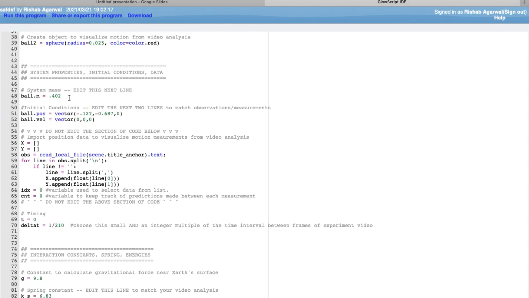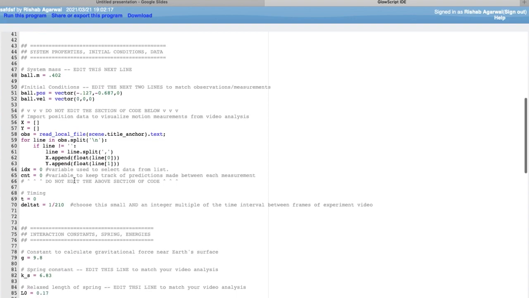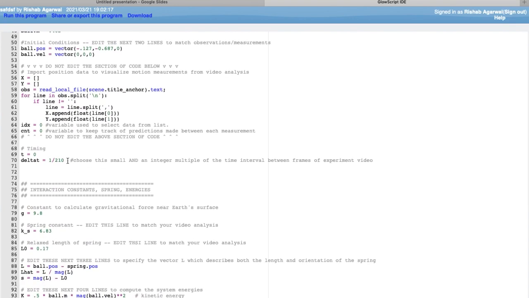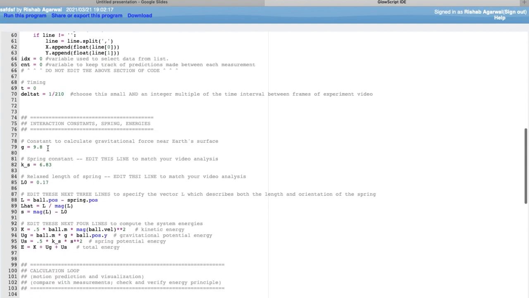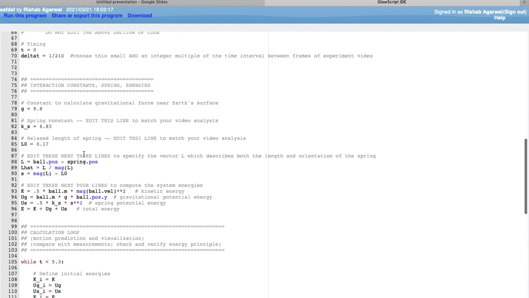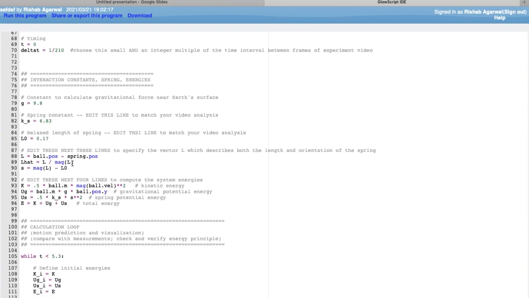First, we had to set the ball's mass as the 0.402 kilograms given in the edX videos. The initial position was given by our data in Tracker, as well as the ball starting from rest. Our time started at 0 using a delta t constant that we chose in our data. The force of gravity is given as 9.8. The spring constant was the same as our edX video, 6.83. Our relaxed length was 0.17 meters.